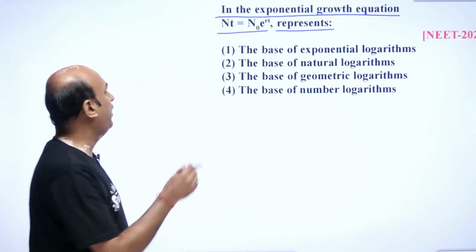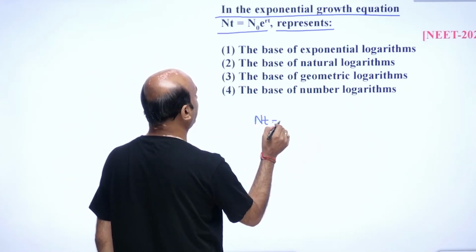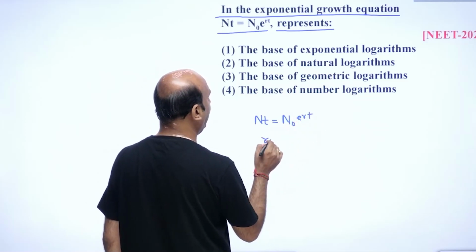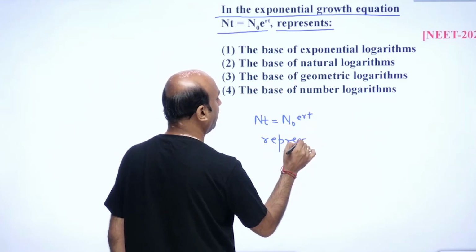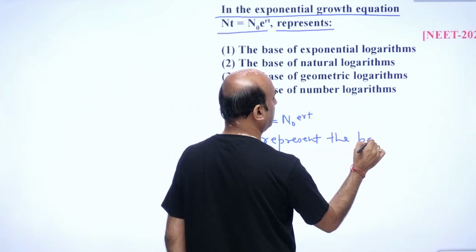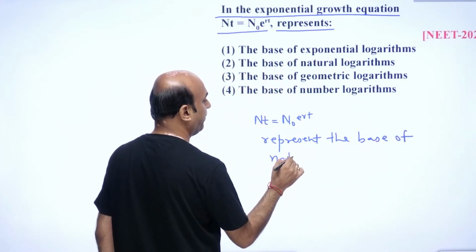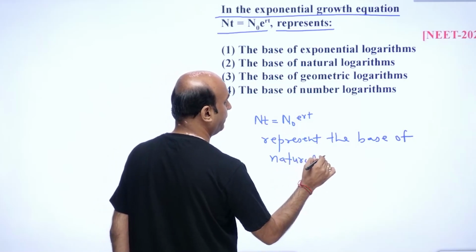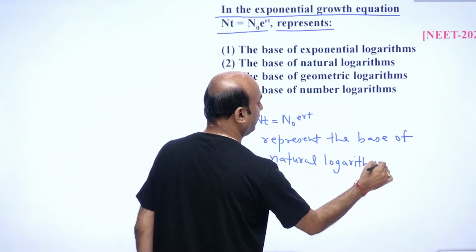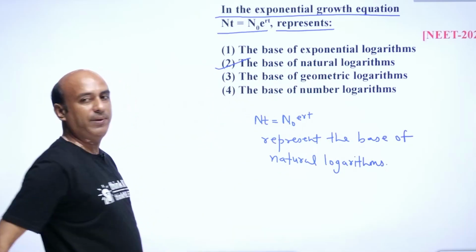We know that if we are talking about the exponential growth equation, that is Nt is equal to N0 e^rt, e should represent the base of natural logarithm. So students, here the correct answer is option number 2.